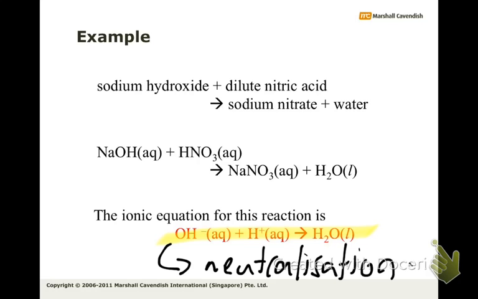OH- plus H+ gives H2O. Why? Because H+ you get from the acid, OH- you get from the alkali, and when both of them react together they will form water. So you must memorize that ionic equation.